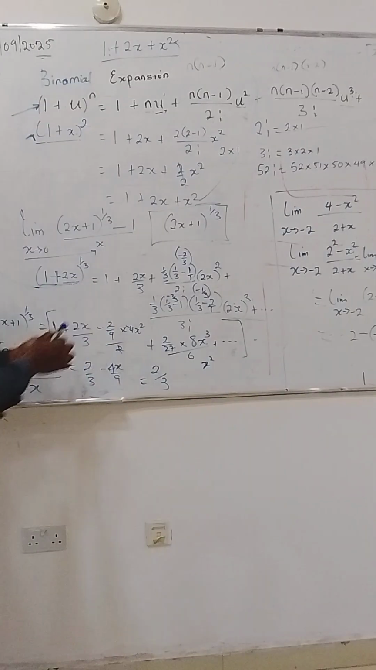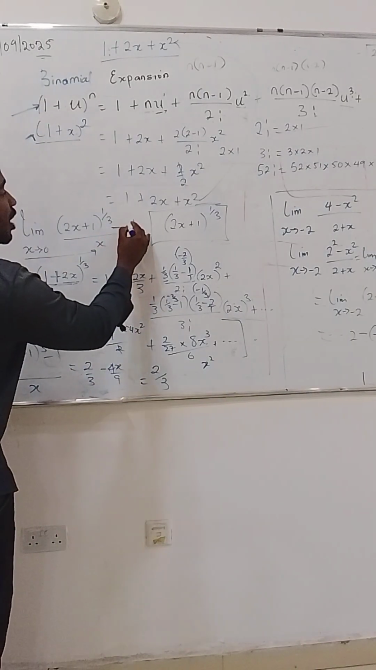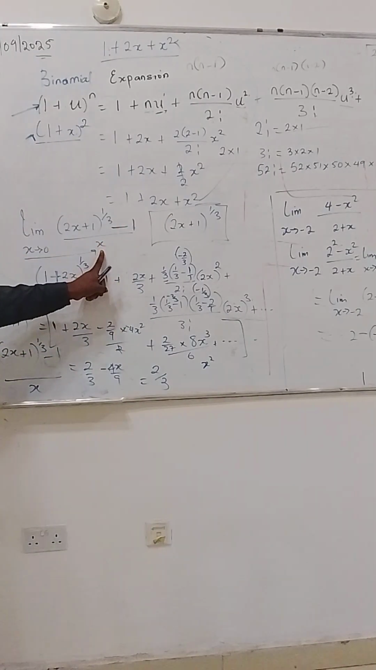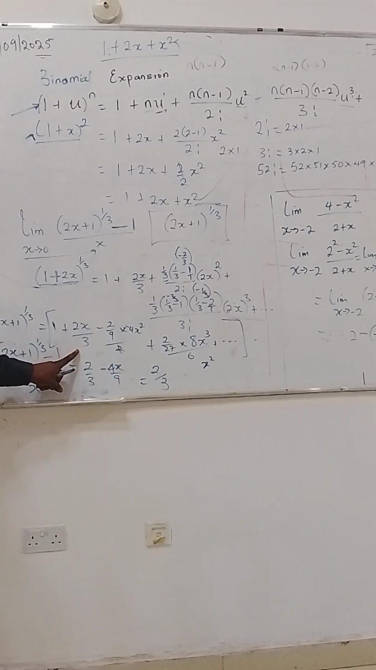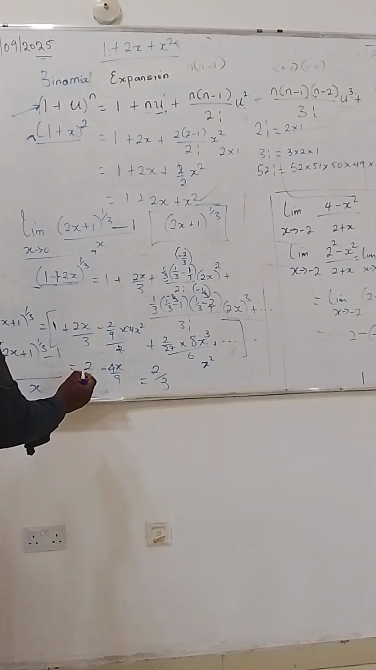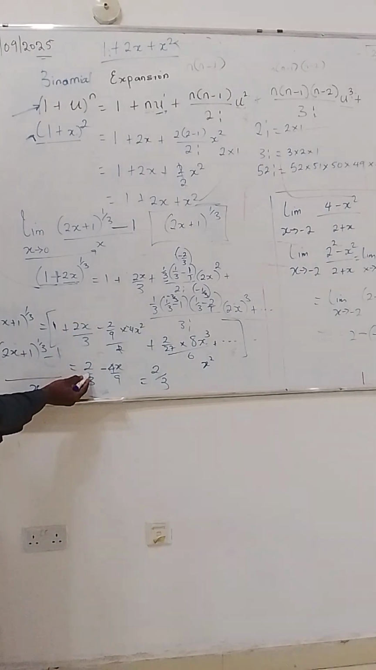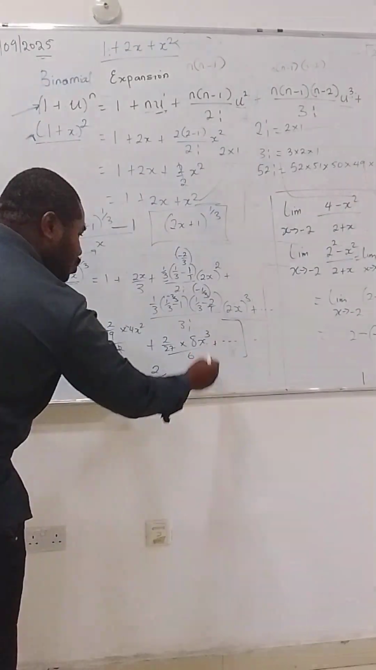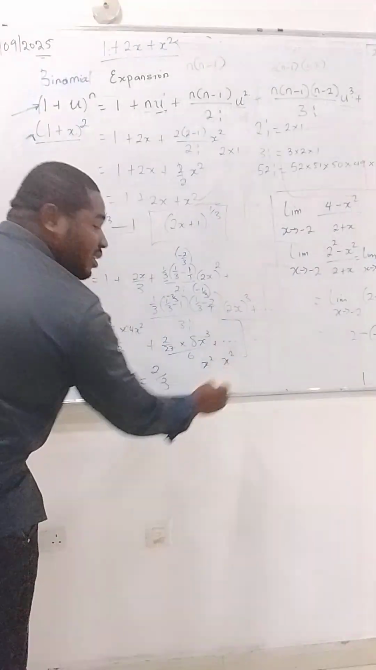After you have expanded, the question says subtract 1 from it. That is why we subtracted this 1 from it. So this 1 disappears. The next thing is saying divide everything by x, which means I will come to my expansion, and anywhere I see x, I will cancel it. So that's why this x cancels out. This x cancels out, we are left with 1. This one over here, you will be left with x squared.